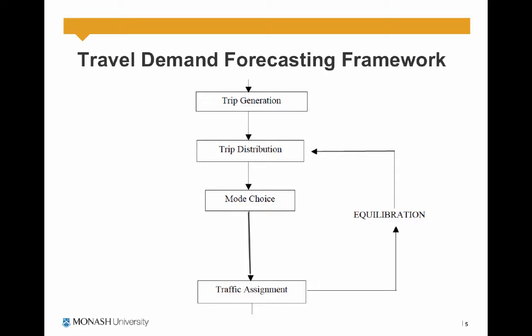The main part of the framework is what you see in this slide, where we have 4 key steps, which is trip generation, trip distribution, mode choice, and traffic assignment, and most importantly, a feedback loop that connects traffic assignment to trip distribution. And that's why 4-step travel demand modeling is called 4-step, because of these 4 steps of trip generation, distribution, mode choice, and assignment.